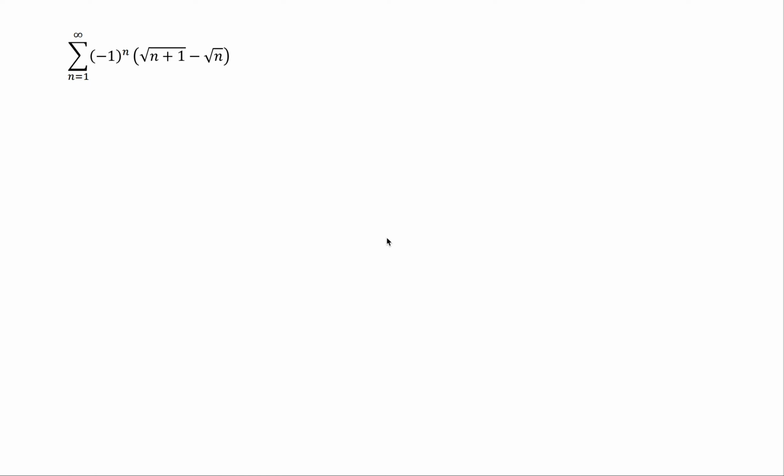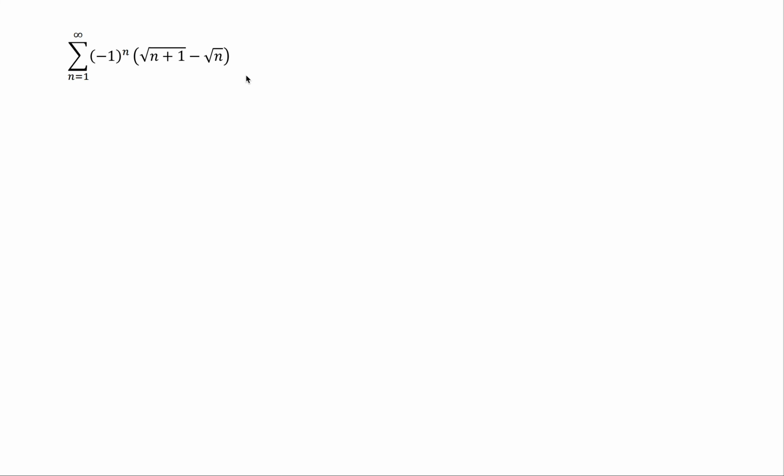For this third example, we're going to look at the series from n equals 1 to infinity of (-1)^n times the square root of n plus 1 minus the square root of n. This one, I'll tell you up front, is going to be conditionally but not absolutely convergent. And before I get into testing for convergence, I want to make one small note here.